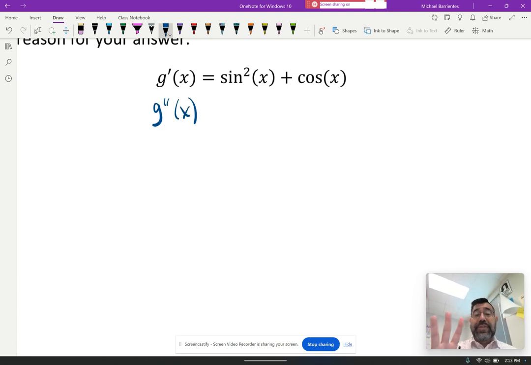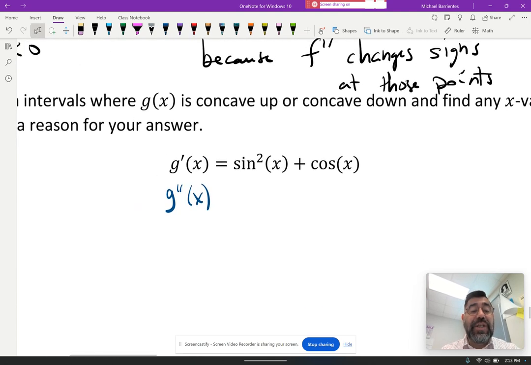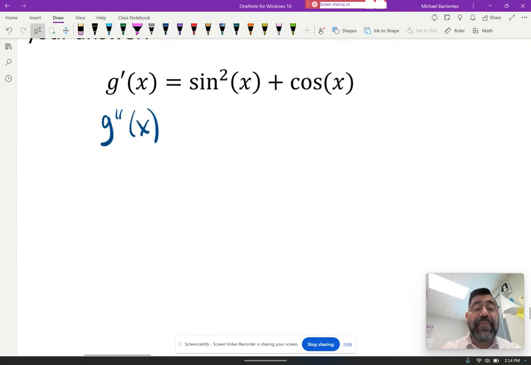Just to clarify, if I wanted to find the concavity of g prime, then I would need to do two more derivatives, get the third derivative of g to describe the concavity of g prime. But I want to find the concavity of just g. So take one derivative, take another derivative, that leads us to the second derivative.